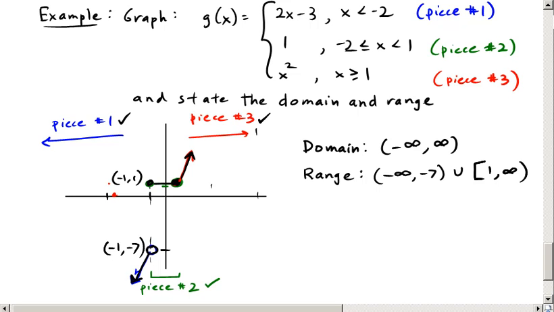Okay, so hopefully this helps you understand piecewise functions, and that's it for today.